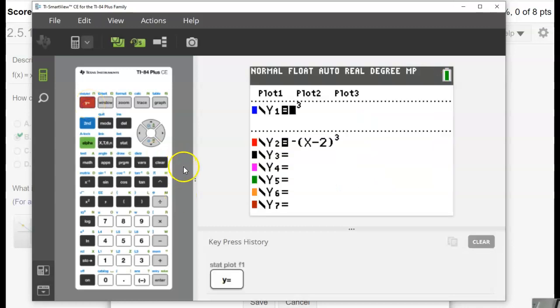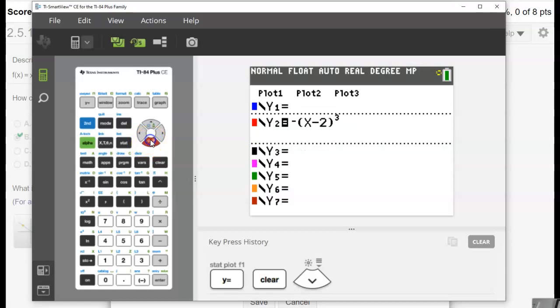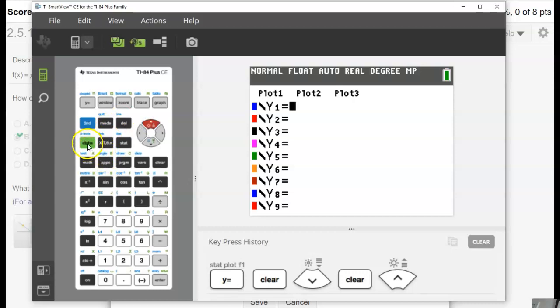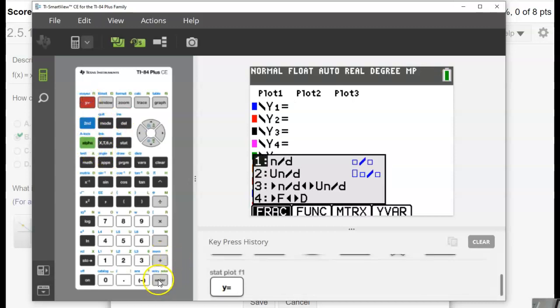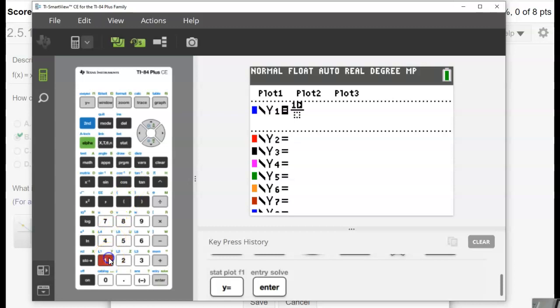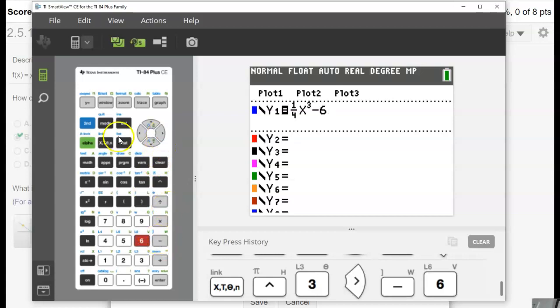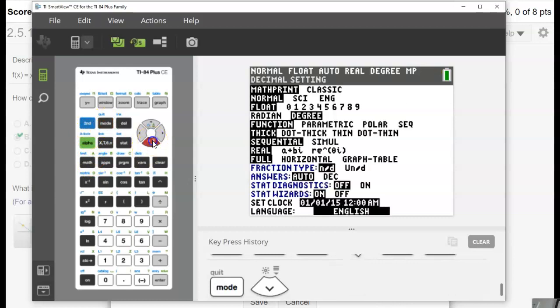So I'm going to go to y equals and clear out the stuff I was working with the other day. And then we're going to go to alpha y equals, choose a fraction, which is number 1, and our fraction is 1/4. And then we're going to type our x, use the house top for cubed, minus 6. And I want to look at my graph and my table simultaneously because I want to be fancy. So I'm going to come down here and come over to graph table.